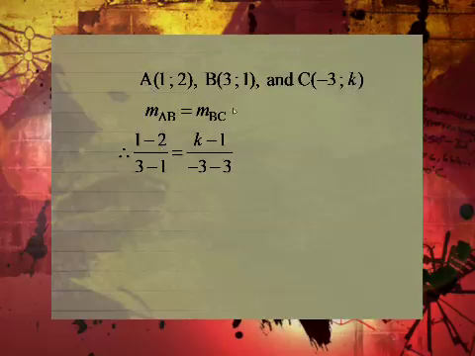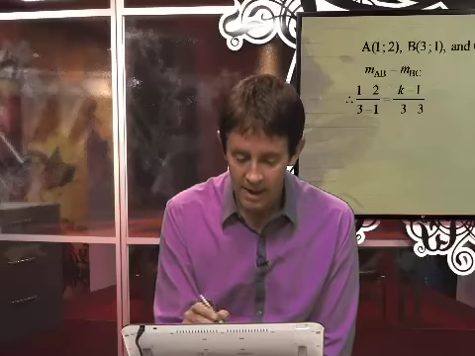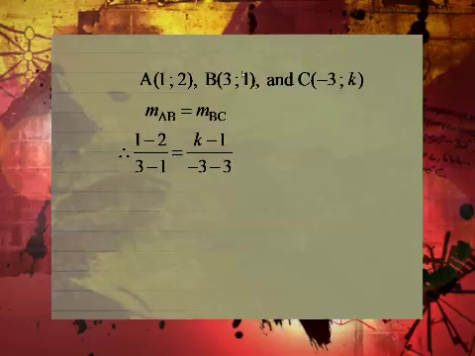The gradient of BC would be, you can say K minus 1 over negative 3 minus 3. Notice I reversed the order a bit. Or you can go 1 minus 2 over 3 minus 1, K minus 1 over minus 3 minus 3. You could have also gone 2 minus 1 over 1 minus 3 as well. Now if you look at this, what a pleasure.